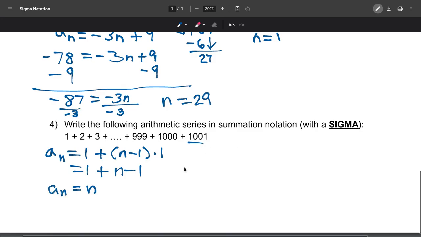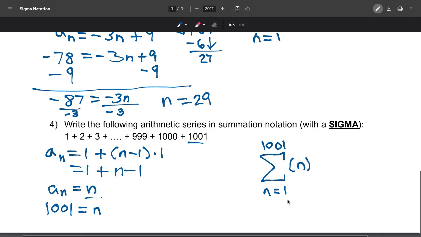So how many terms are in there? Well, 1001 equals n. So there's 1001 terms. Our expression is just n. So we've got n equals 1 to 1001. And we don't really need to put this in parentheses because it's just n, but I'm going to put it in parentheses. And that's our summation notation for that one.